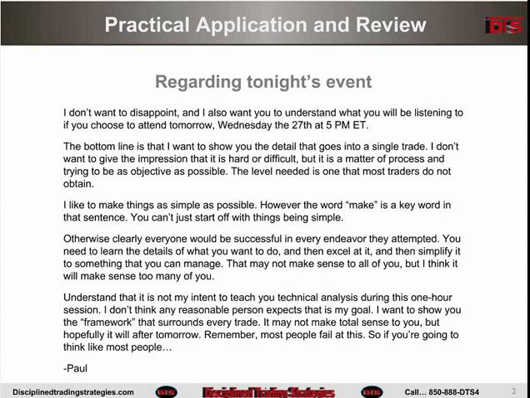I like to make these, where's my little red ball? Can't proceed without the little red ball. I like to make things as simple as possible. However, the word make is a key word in that sentence. You can't just start off with things being simple. Otherwise, clearly everyone would be successful in every endeavor they attempted. You need to learn the details of what you want to do and then excel at it and then simplify it to something that you can manage.